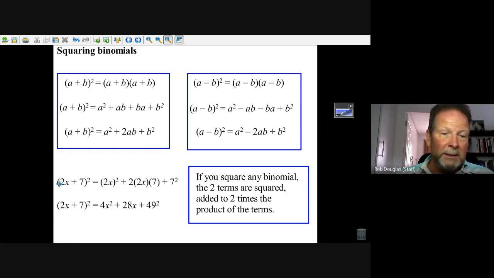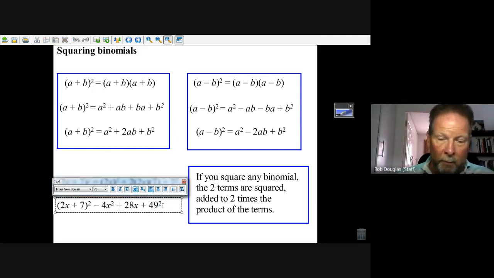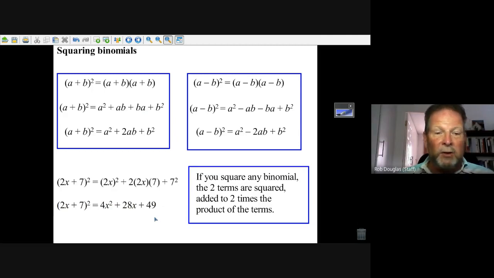So if you have 2x plus 7 squared, you can go straight to here. The first thing squared, 2x times 2x, well, that's 4x squared. 2 times 2 is 4, and x times x is x squared. The last thing, the second term squared, 7 times 7, that's 49. And in the middle is always 2 times these two terms multiplied together. 2 times 2x is 4x times 7. That's why I've got 28x here.